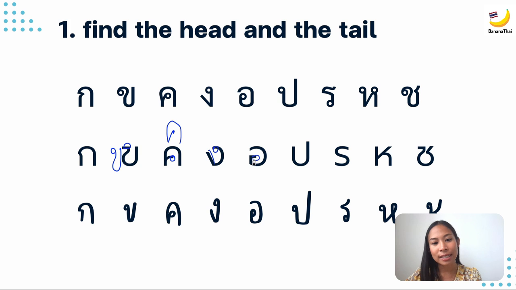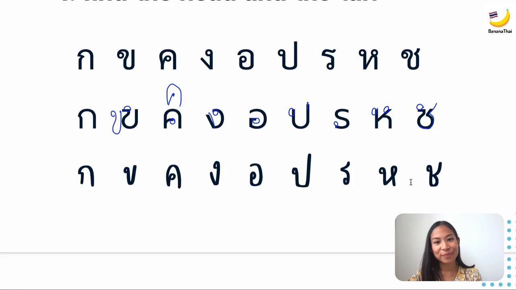This one, ka, the head is here, clearly oang. The head is here. Long tail, bopla. The head is here. S shape is rorua. The head is here and the head is here. Hohi. The head is here with the tail up. Shoshang ka. Now find the head and the tail of it.